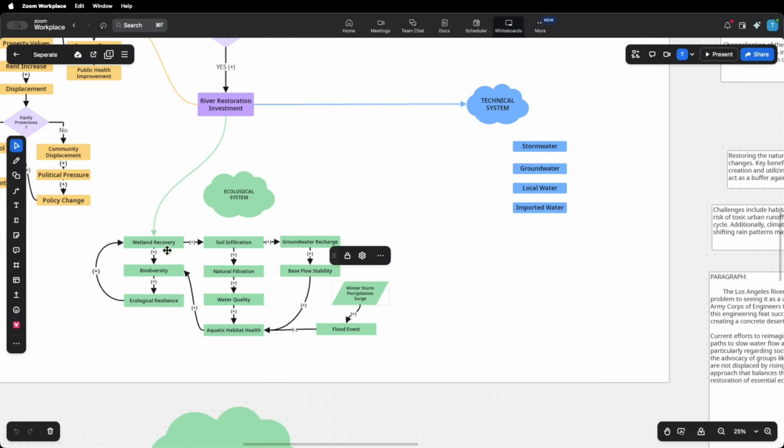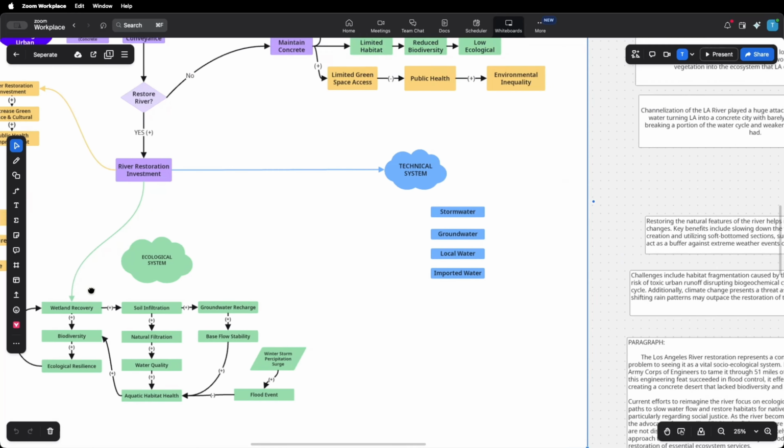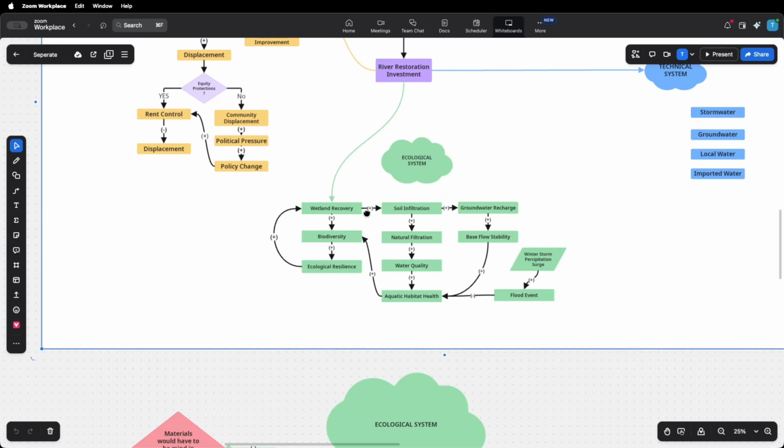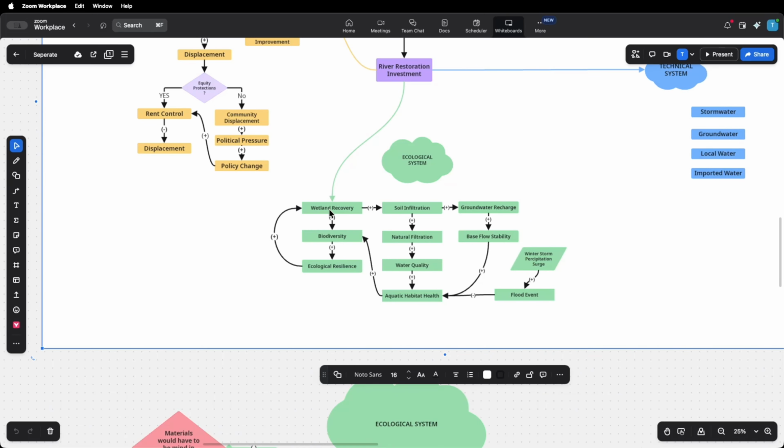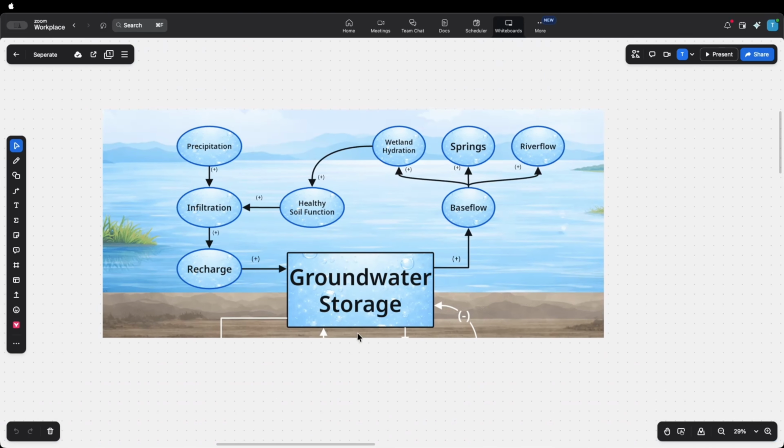And then Frank mentions creating a feedback loop for reclaiming water from the river and putting it back into the aquifer. That's literally this, but you have to have so many steps. Frank, so you're capturing water from the river. That is the wetland recovery, soil infiltration, and we're putting it back into the aquifer, which is the groundwater recharge. It is this. This is the aquifer.